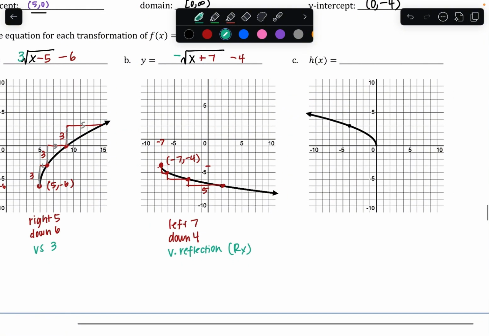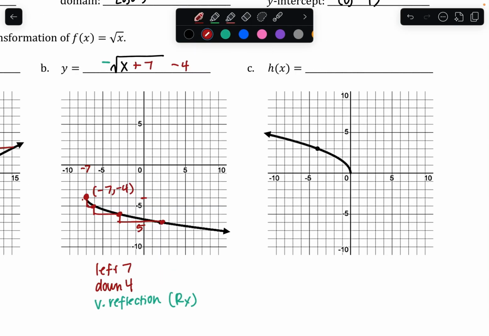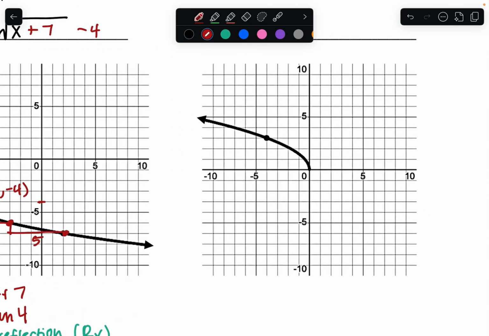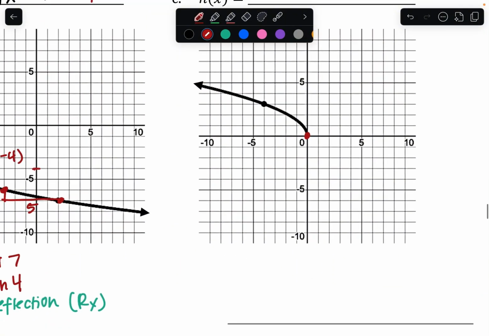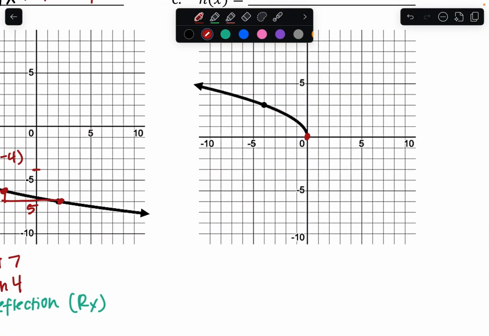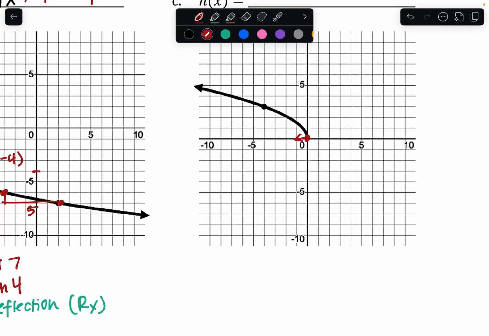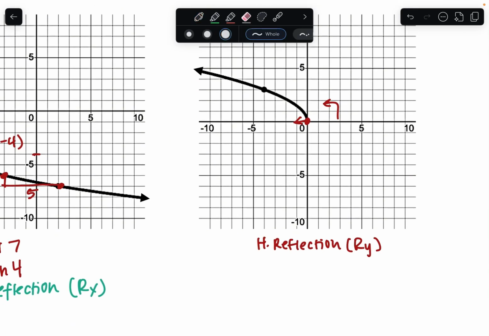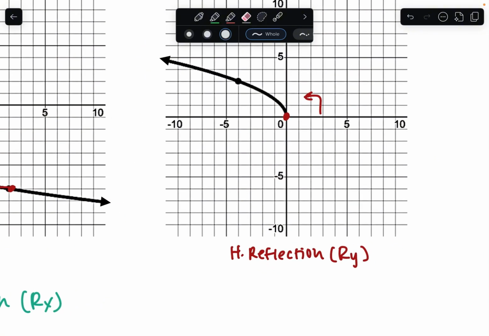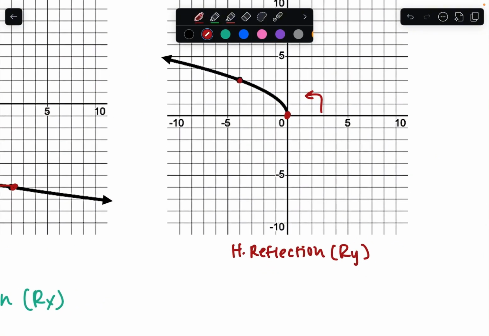All right, looking at this last example, we have a starting point at (0, 0). And it is still at (0, 0), so it hasn't been moved left, right, up, or down. But it is facing to the left this time, and so that tells me there is a horizontal reflection, a reflection across the y-axis.